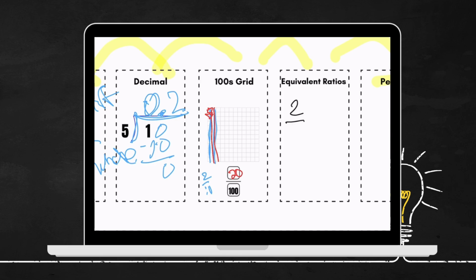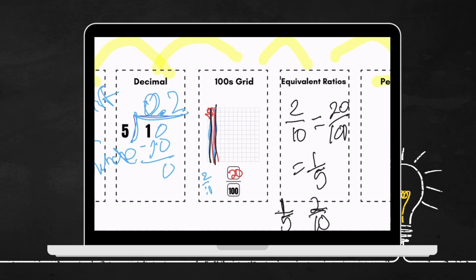We have 2/10, because I'd have 2 strips of 10, is also equivalent to 20 hundredths, okay, which is also equivalent to our starting fraction, 1/5, okay? And when we talked about equivalent ratios, we talked about what that progression looks like, which you can create by multiplying or dividing the numerator and the denominator by the same number. And we can see that pattern here when we go from 1/5 to 2/10 to 20 hundredths.